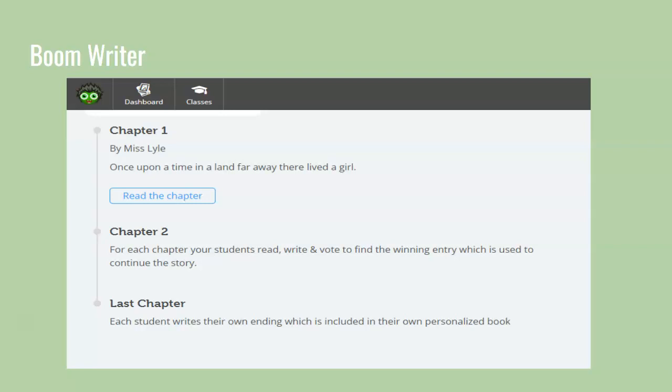They do this for as many chapters there are in the book, except for the last chapter. On the last chapter, each student writes their own ending to the book, which is included in their own personalized books. So at the end, each student will have a very similar book except for the last chapter, where each of them will have something different, and each student will receive a paperback copy of their written book. So they'll have something sitting on their shelves that they helped to create and write.